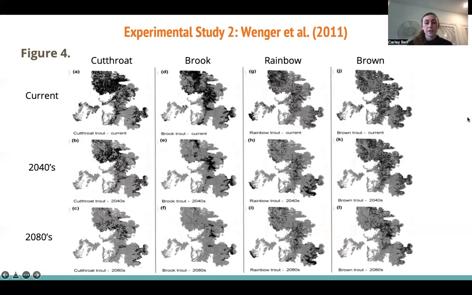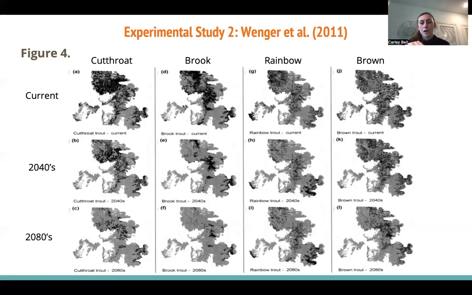So this figure shows exactly what I just said about the statistics that I read off about them losing habitat, but it's just a different way to show it. It shows it on a map. Across the top, for the columns going down, we have cutthroat trout, brook trout, rainbow trout, and then brown trout. And on the rows going across, we have current conditions, 2040s, and then 2080s.